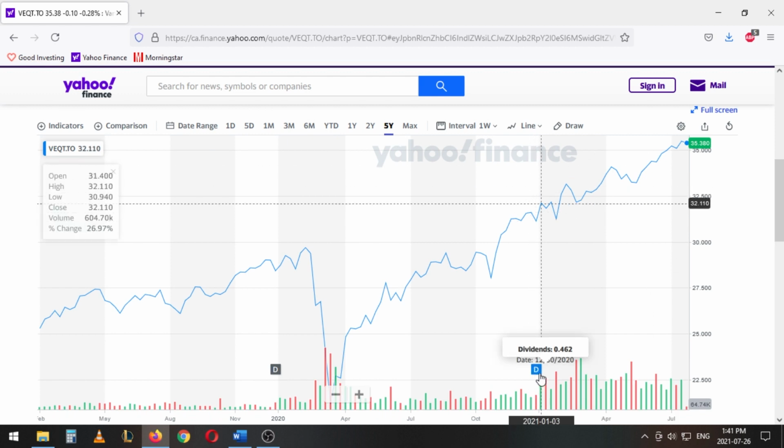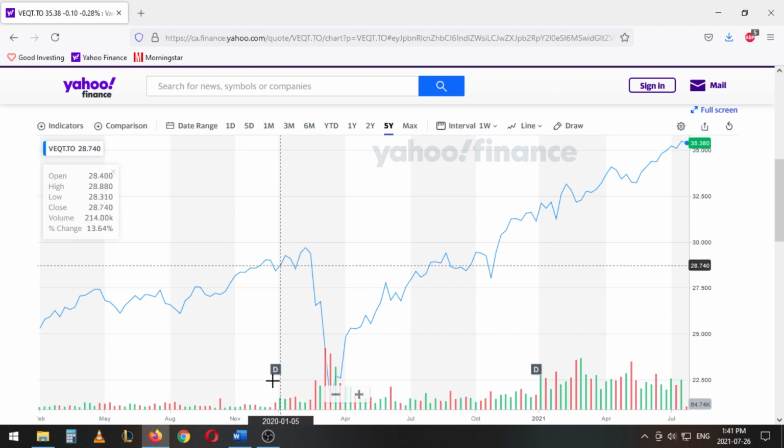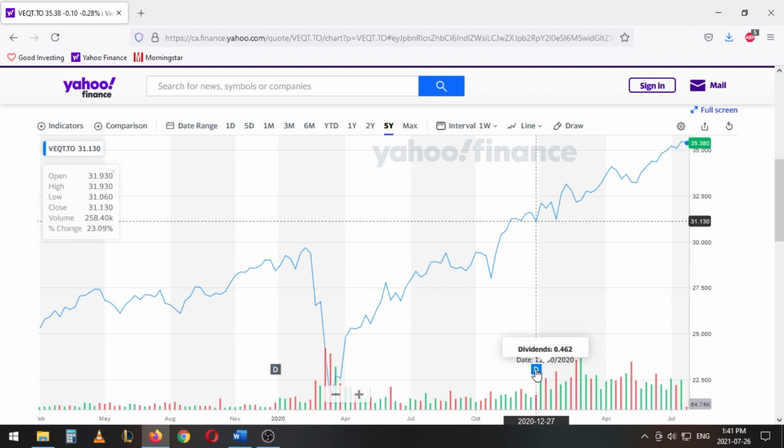So it looks like this one pays a dividend, I think every year. It looks like this one is December and then December. Yeah, so this one pays a dividend of about 46 cents per year.